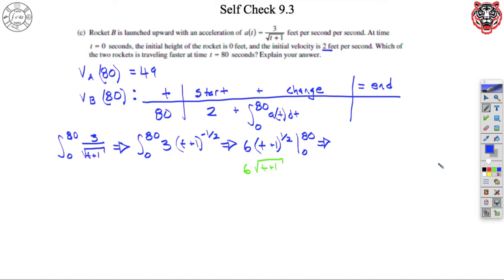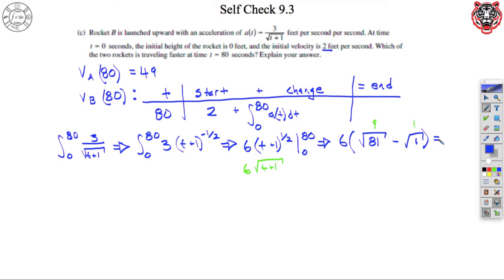And when we plug in 80, I'm going to pull out the 6, and I'm going to evaluate now. So 80 plus 1 is 81, and square root of 81 is 9. Or we'll leave it as square root of 81 to see our work better. And I'm going to subtract when I plug in 0. 0 plus 1 is 1, so it's going to be the square root of 1. So this is going to be 9 here, this is going to be 1. 9 minus 1 is 8.